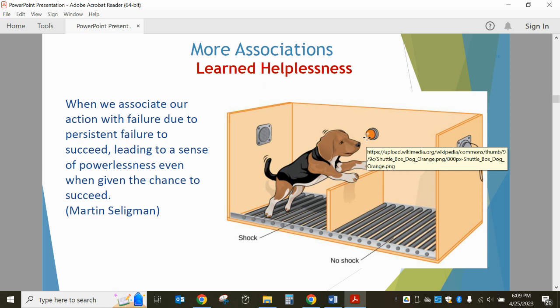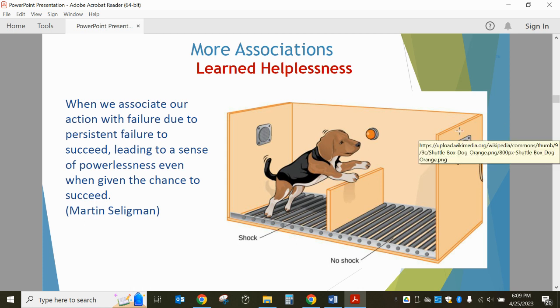Another association is learned helplessness, when we learn to associate our action with failure due to persistent failures in the past. In this experiment, the dogs were in two different groups. In one, they were able to escape the shocks, and in another, they could never escape the shocks. When the dogs moved to the box where they could escape the shocks, the ones who had not been able to escape before didn't try because previously they were never able to escape shocks. So it was sad. They just kept getting shocked, even though they could have found a way to get away from them.